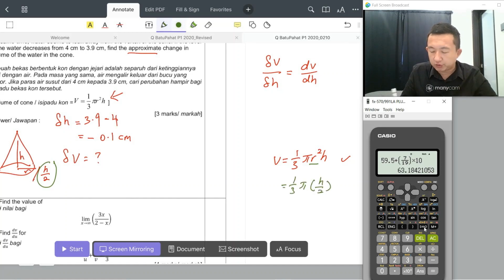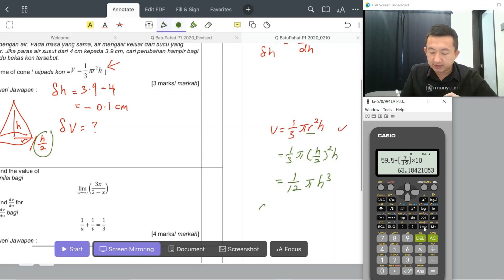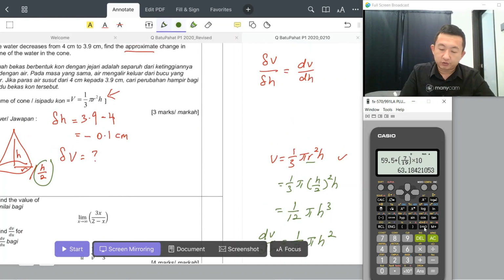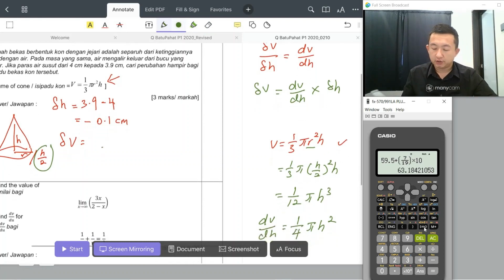So you have pi times (h over 2) squared times h. And after you expand it, you have 4 times 3 is 12, so 1 over 12 pi h cubed. Okay, and then you differentiate it, dV/dh, 3 over 12, which is 1 over 4 pi h squared. And then to find change in V, you can have dV/dh multiplied with change in h. Okay, so we are using this one. Now I put it here, dV/dh is 1 over 4 pi h squared.